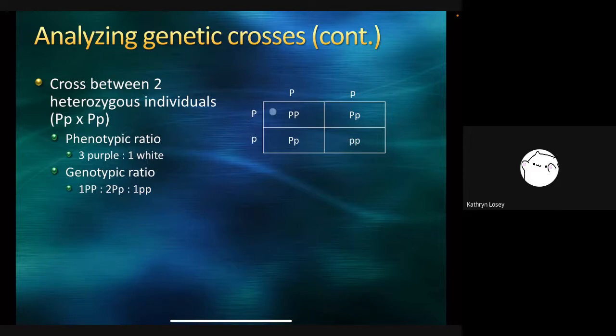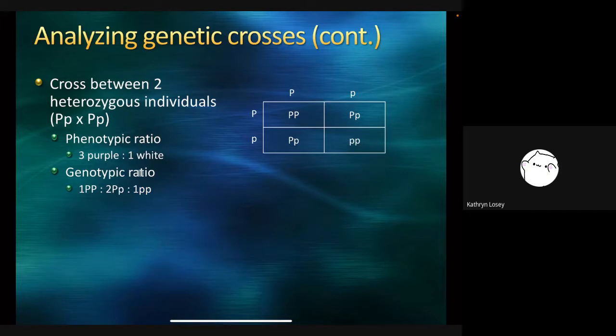So this is just like the cross with the coins. When you have two heterozygotes, capital P, lowercase p, you will always get a phenotypic ratio of 3 dominant traits to 1 recessive trait. These 3 purple are going to come from capital P, capital P, capital P, lowercase p, capital P, lowercase p, and this 1 white is going to come from lowercase p, because that is a homozygous recessive.